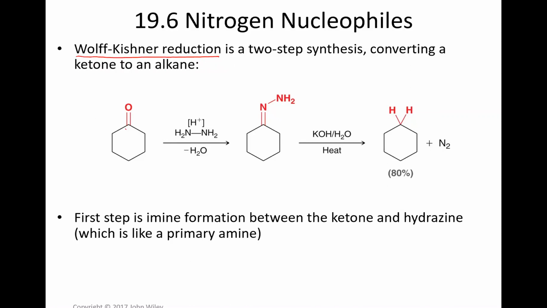The Wolff-Kishner reduction is actually a two-step synthesis converting a ketone to an alkane. So it's essentially a reduction of the carbonyl carbon all the way down to a methylene. We've seen this process before. We've seen the reduction of benzylic carbonyls using the Clemmensen reduction. That was introduced in chapter 18.